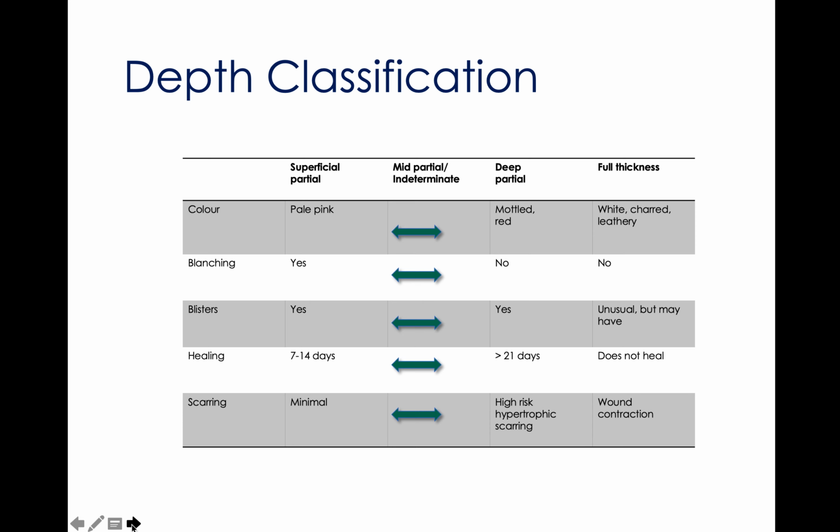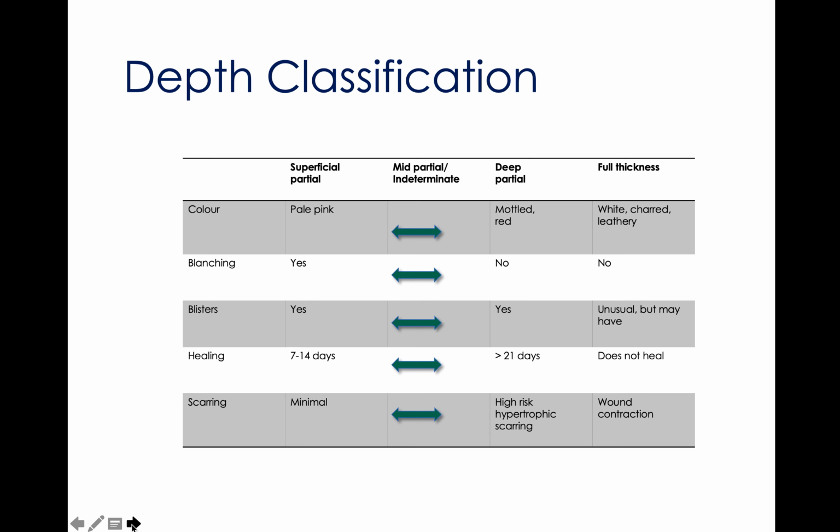And this would be the classic table seen in a textbook to describe the characteristics of each of those burns. And you see the problem comes in the mid-partial or the indeterminate burn, because it can look like either a superficial partial or a deep partial burn. I'd also like to draw your attention to the classification of healing, 7 to 14 days, but can be up to 21 days. The deep partial burn is more than 21 days, and the full thickness does not heal.